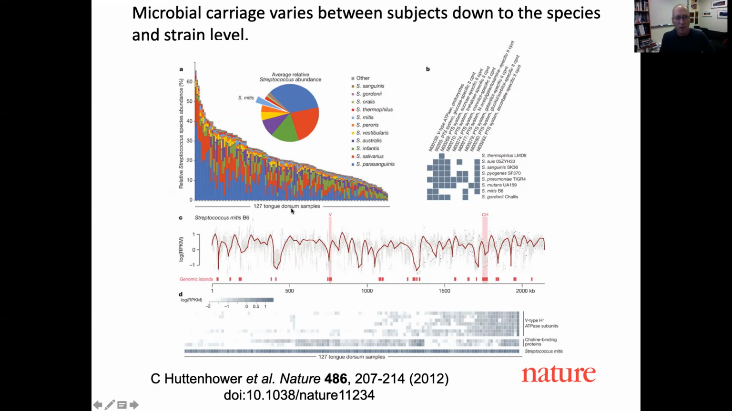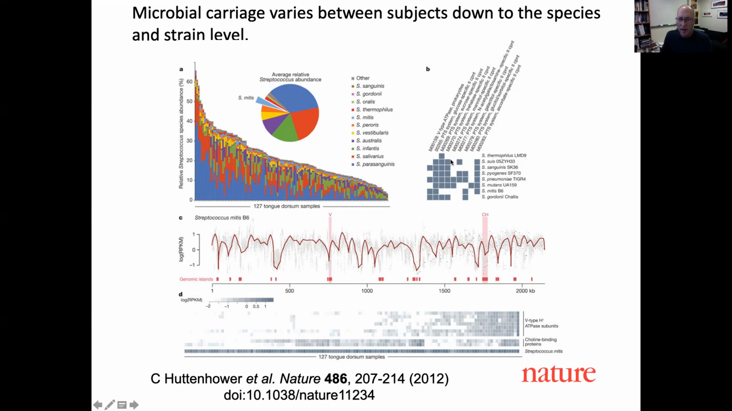And you see here, these are all from the top of the tongue, and there's a lot of variation in the different streptococcal species that we see on the tongue between these different individuals. In this one, the strep species make up over 60% of the entire population in that sample from the tongue. In this case, it makes up maybe 5%, right? And then there are different ranges of abundance of different species within that.